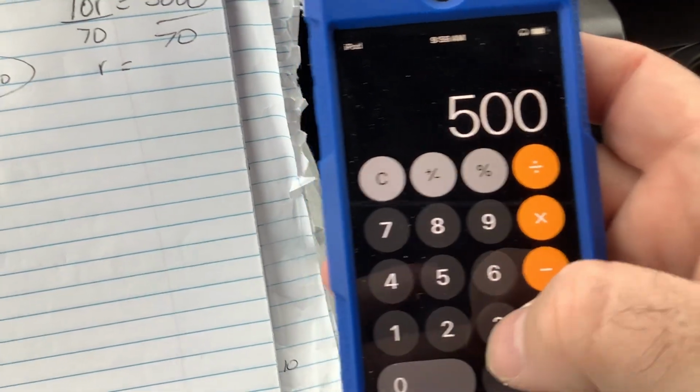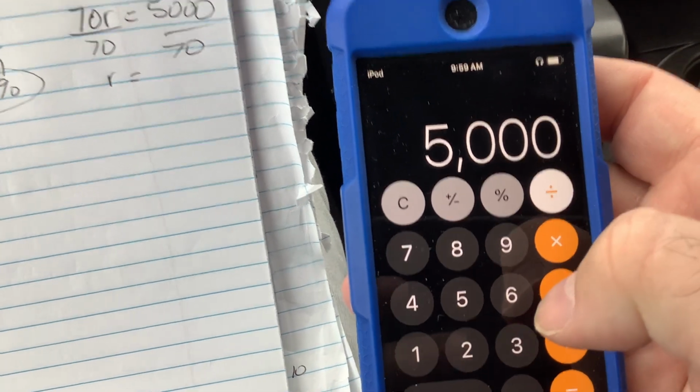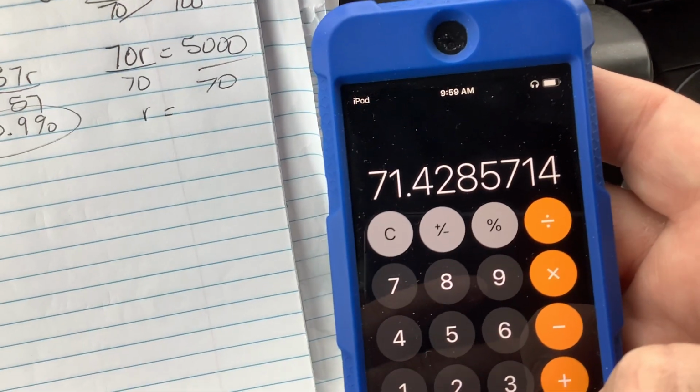So let's do 5,000 divided by 70, which is 71.4, rounded to the nearest tenth. So 71.4 was the rate of change.